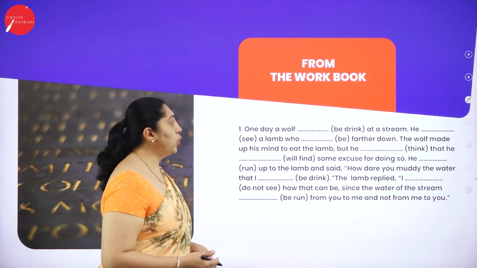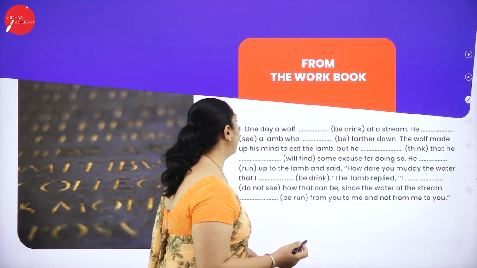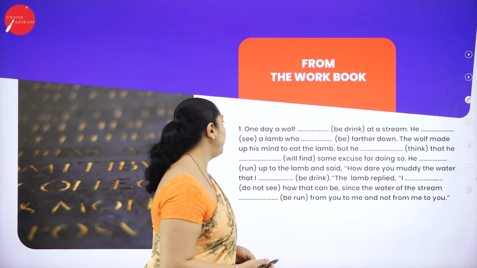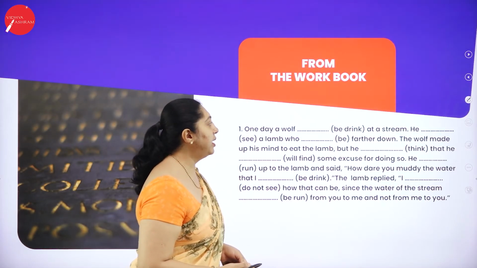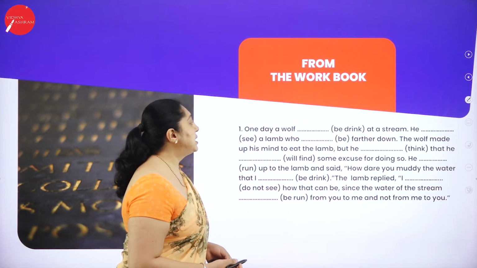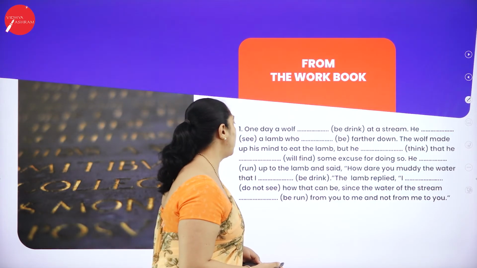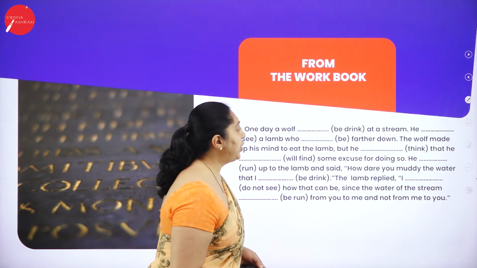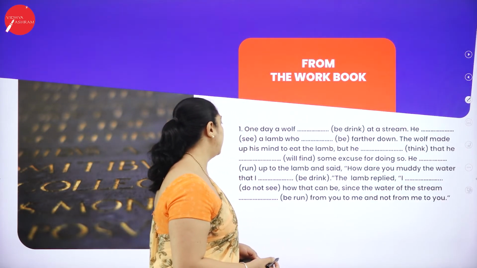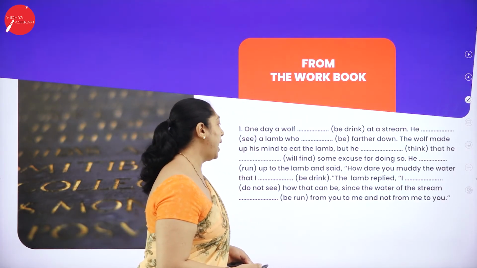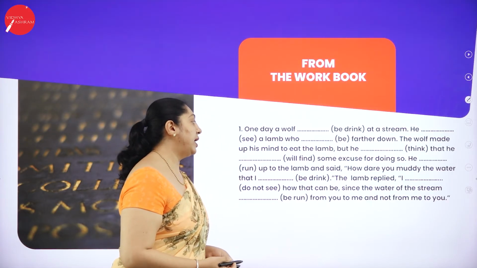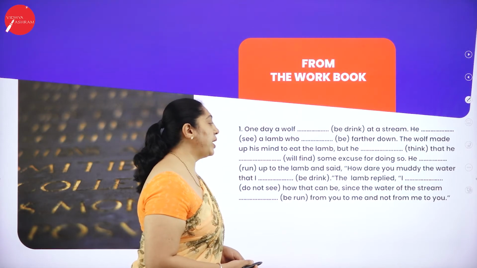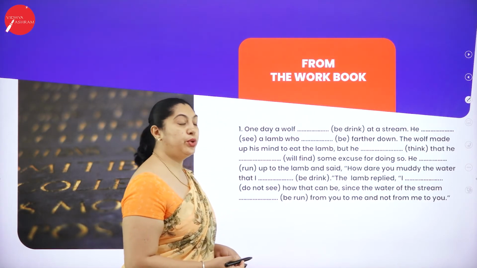One day a wolf at a stream, he a lamb who further down. The wolf made up his mind to eat the lamb, that he some excuse for doing so. He up to the lamb and said, "How dare you are muddy the water that I, the lamb replied, "I, how that can be, since the water of the stream from you to me and not from me to you."